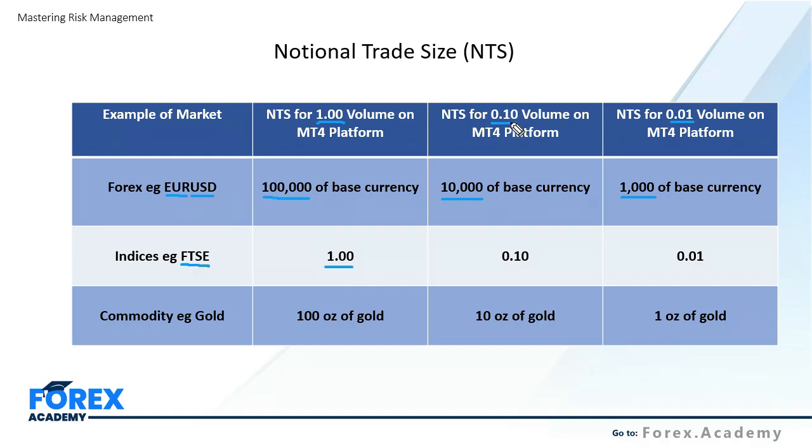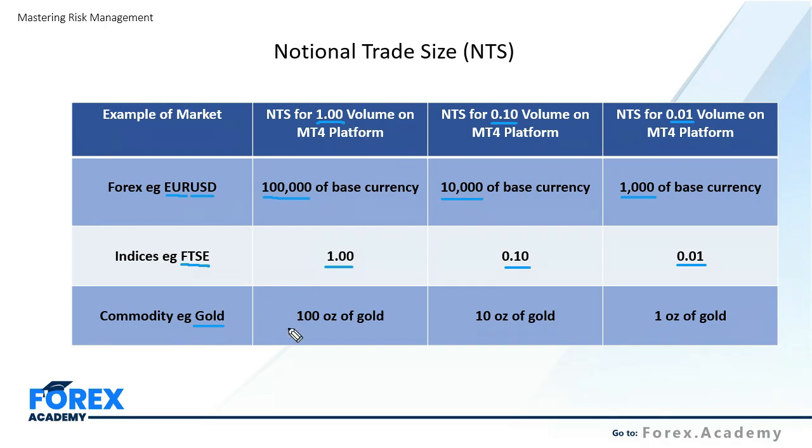If you're trading a 0.10 volume on a MetaTrader 4 platform, you'll effectively be trading 10 pence. And finally, if you happen to be trading a 0.01 lot on the FTSE market, you'll actually be trading at a notional trade size of 0.01, which is a 1 pence trade. So taking that across to different markets, you can see how these markets vary quite drastically depending on what market it is you happen to be trading.